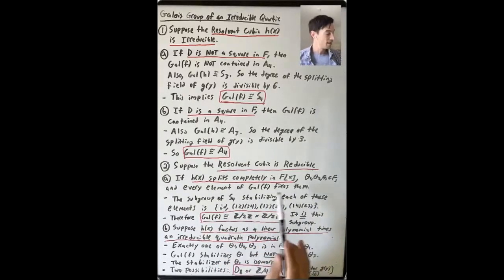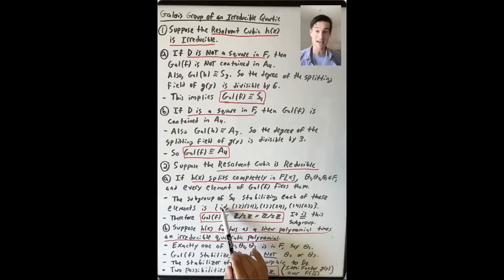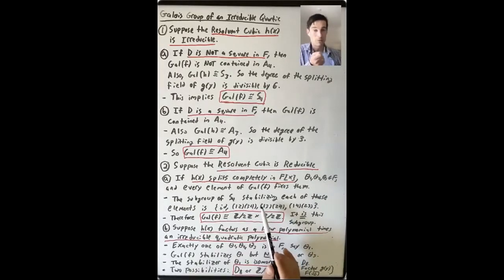We know that if everything in the Galois group fixes theta 1, theta 2, and theta 3, everything in the Galois group is contained in this subgroup. This subgroup has size 4. And the Galois group of an irreducible quartic has to be of order at least 4, because you adjoin one root. The splitting field has to have degree at least 4. You adjoin one root, and you get a degree 4 extension of F.